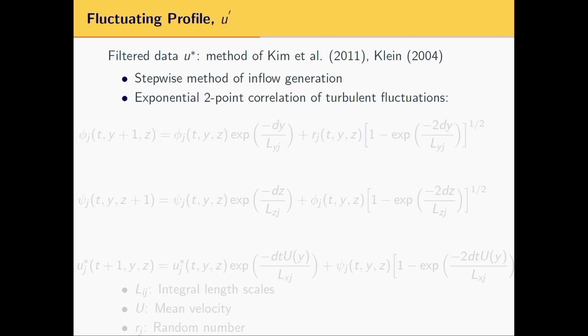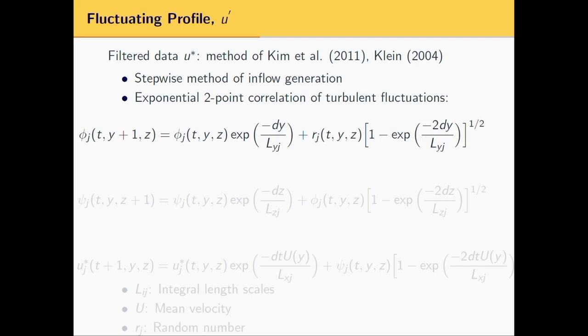The unscaled fluctuations we are generating with this method by Kim, which is built on a number of other methods, but the underlying one is this method by Klein, which I think some people might be familiar with. Basically, this is an iterative method where we assume that there's an exponential two-point correlation in the turbulent structures. So there's three parts to it.